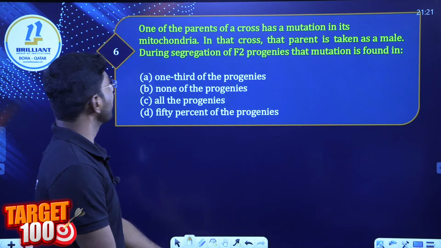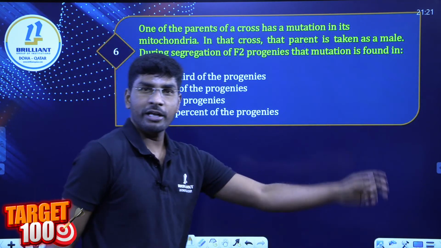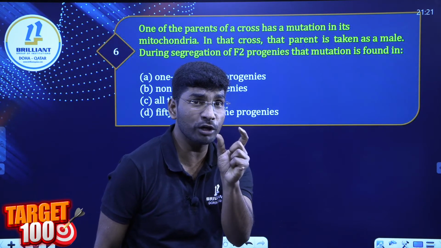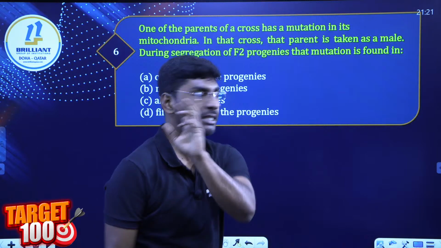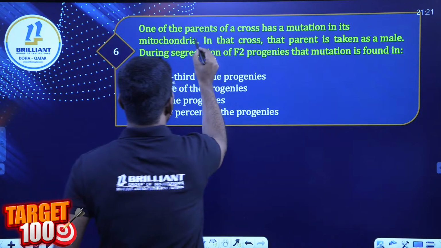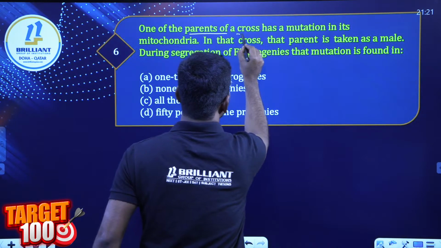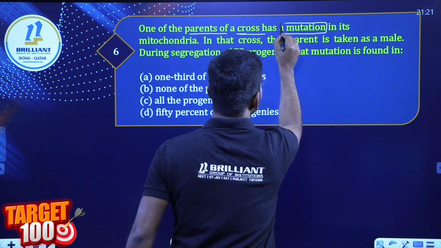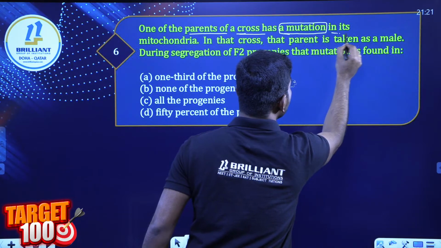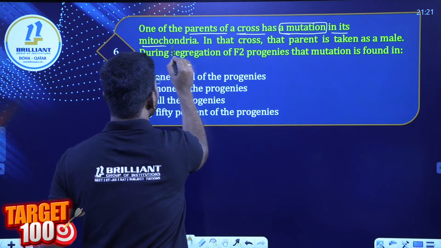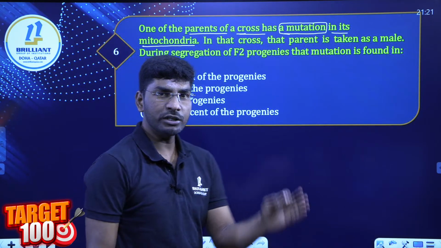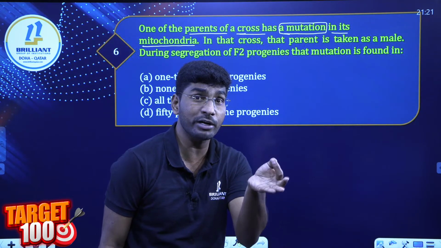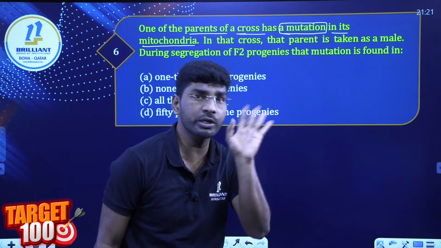Can you do this question? This type of question will repeat, so carefully read the question. What is the hint given here? One of the parents of a cross has a mutation. Mark this one. Mutation in its mitochondria. Whatever the mitochondrial genes are, the mitochondrial DNA is mutant.